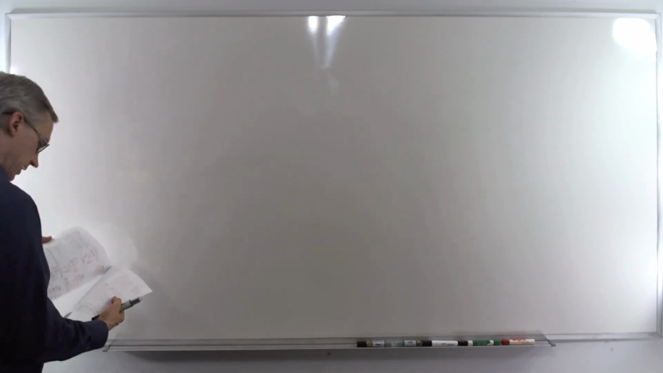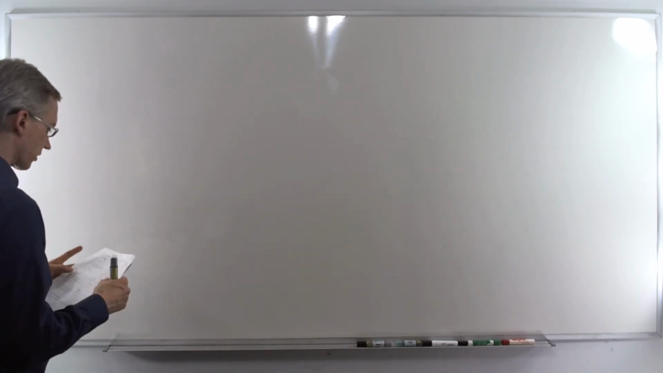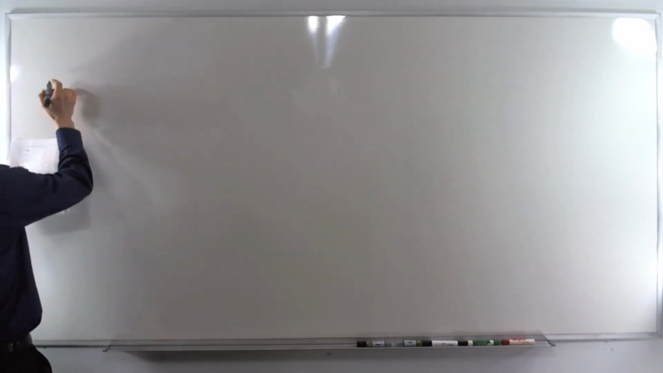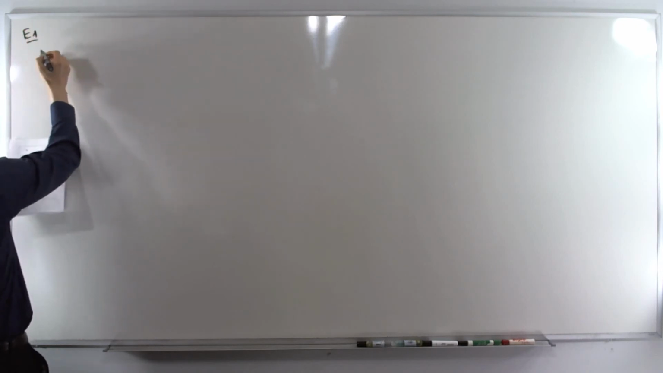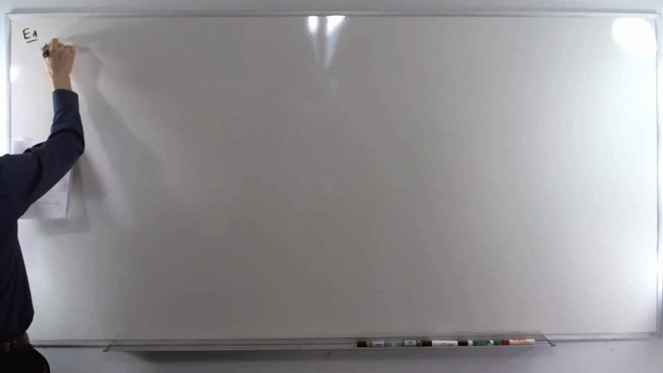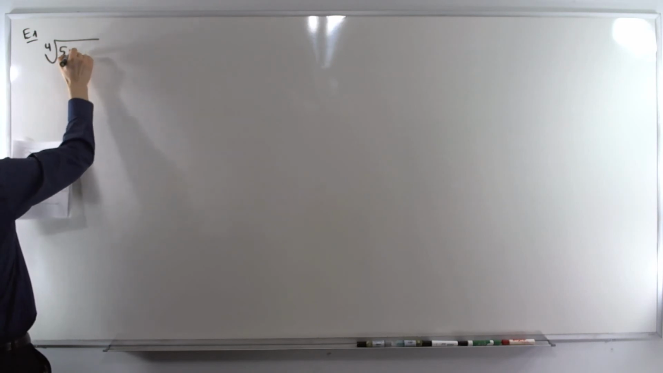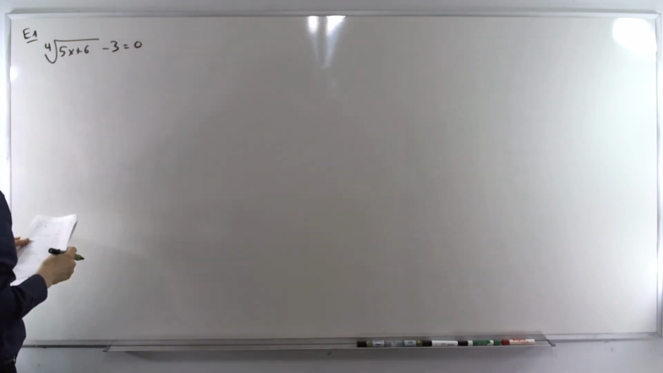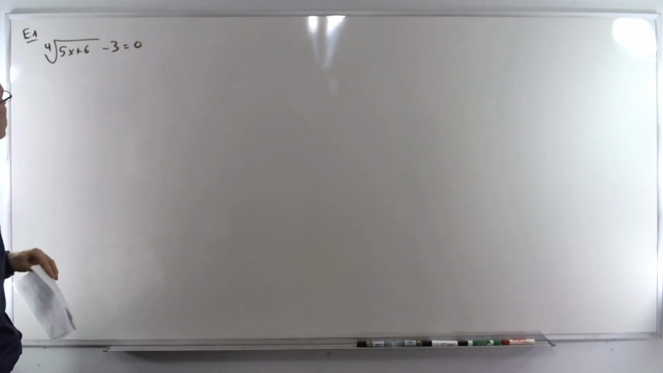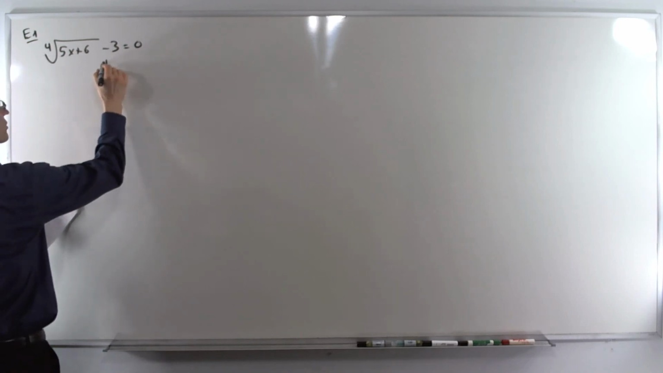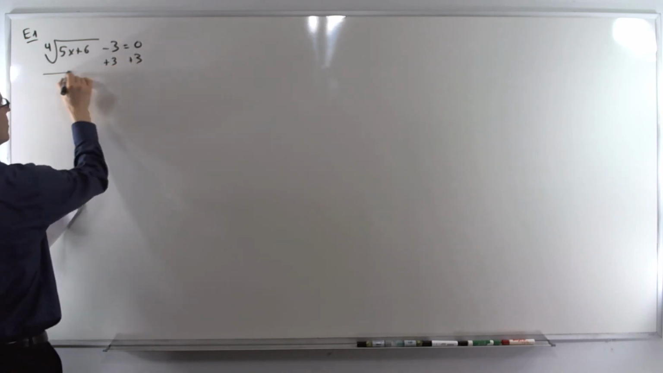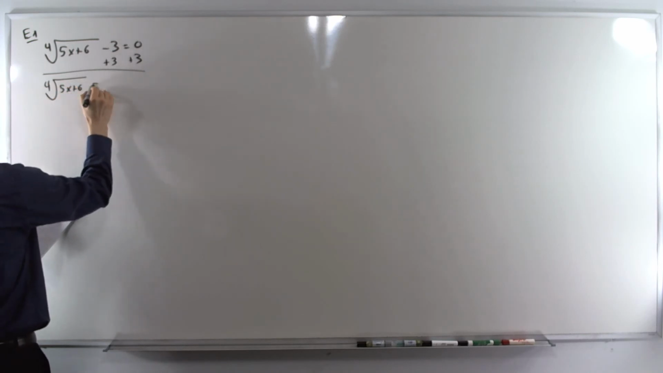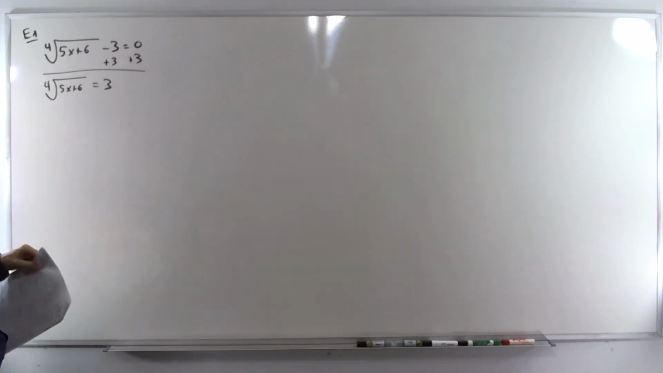So up to now we've been looking at all square roots. Now we're going to look at some radicals with higher indices. Fourth root of 5x plus 6 minus 3 equals 0. So just like with the others, first thing we're going to do is isolate the radical. And that gives us the fourth root of 5x plus 6 equals 3.